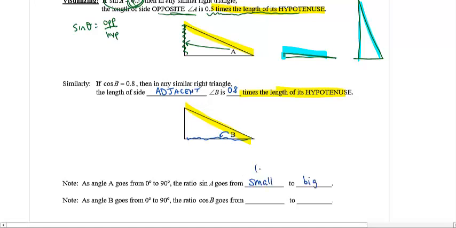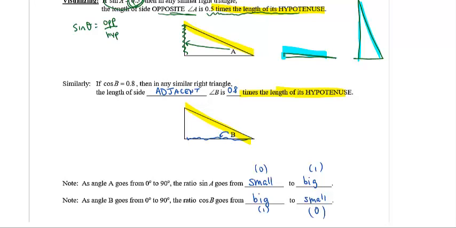Really small starts at like 0, like when it's flat, and big means the ratio or that opposite side is pretty much equal to the hypotenuse, like 1. And vice versa, for angle B going from 0 to 90, the cosine ratio goes from, I hope you got this right, big to small. Really, the largest number here would be 1, because the ratio of the adjacent divided by the hypotenuse can't be bigger than 1. Remember, the hypotenuse is always the biggest side, and small is almost like 0. Okay?